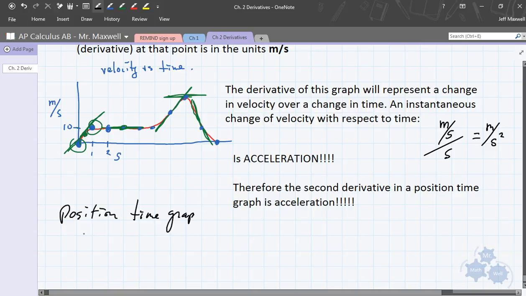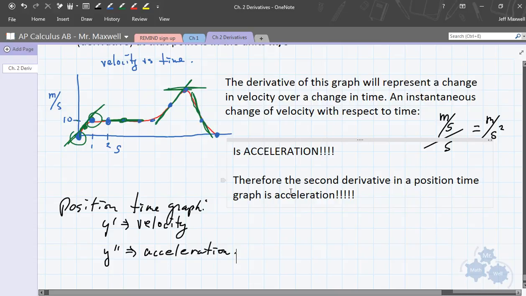But anyways, so position time graph, okay, here we go. Y prime is instantaneous velocity. Y double prime, that's the second derivative, is instantaneous acceleration. Okay, so just take a moment to just ingest this. Do you have any questions or any thoughts on this?